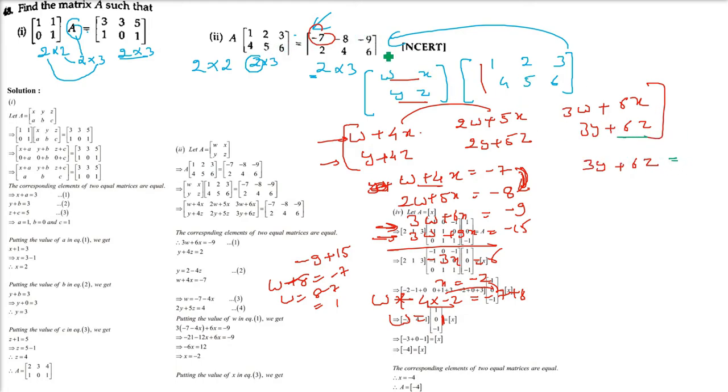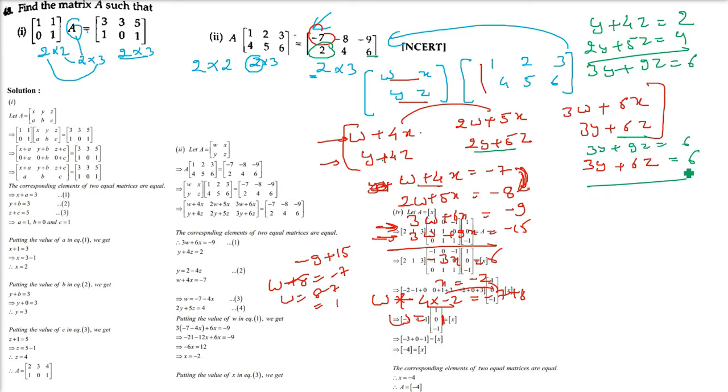This third one, 6. Then we have y plus 2z and 2y plus 5z. So this also has to be equated. y plus 4z is equal to 2, and 2y plus 5z is equal to 4. So add these two equations: 3y plus 9z equals 6. Now write it here, 3y plus 9z equals 6.